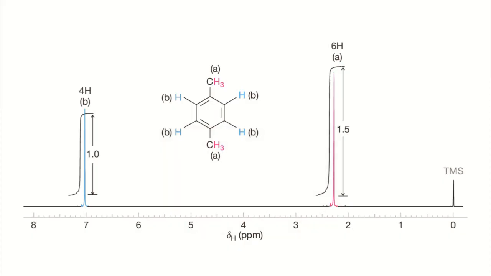The peak at 7.0 ppm corresponds to the aromatic hydrogen and is integrated to 1.0. The peak at 2.2 ppm, which is for the CH3 group, integrates to 1.5. So, the 1 to 1.5 ratio matches the ratio of hydrogen atoms. These integration values match what we expect for 1,4-dimethylbenzene.